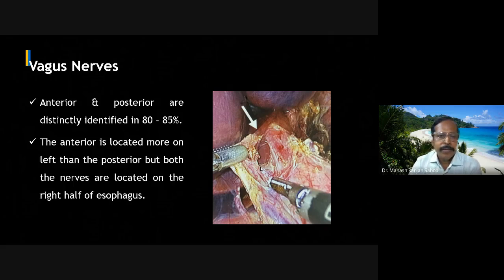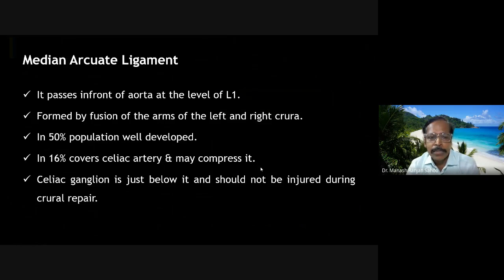That's the LARP. So the median arcuate ligament passes in front of the aorta at the level of L1, formed by the fusion of arms of the left and right crura. In 50% of the population, it is well developed. In 16%, it covers the celiac artery and may compress it. The celiac ganglion is just below it and should not be injured during a crural repair. And that is the landmark when an anesthetist goes for the celiac ganglion block in patients of pancreatic surgery not getting relief from pain in tropical chronic pancreatitis. So that is the celiac ganglion area which is blocked in this chronic debilitating pain.